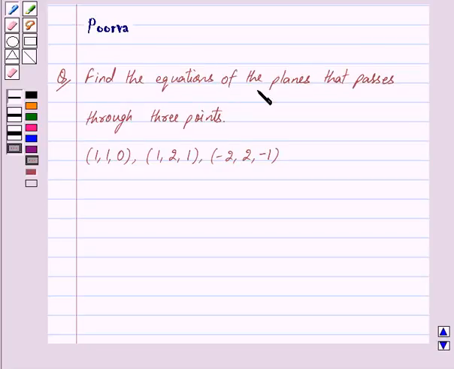Find the equations of the planes that pass through 3 points (1, 1, 0), (1, 2, 1) and (-2, 2, -1).